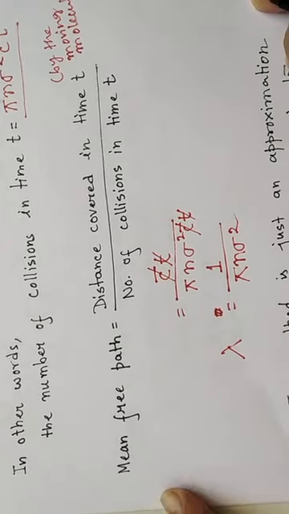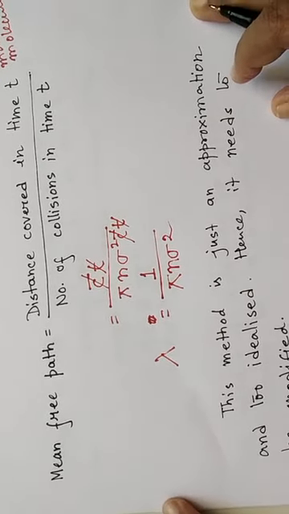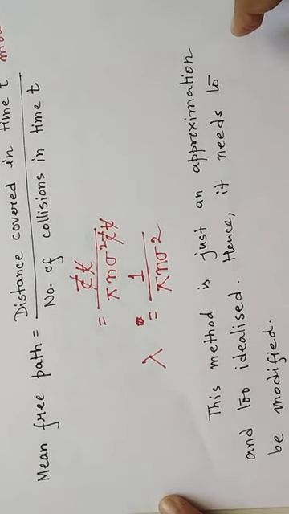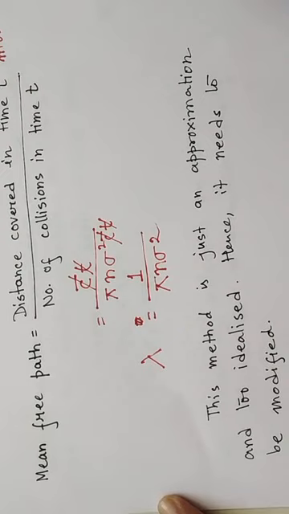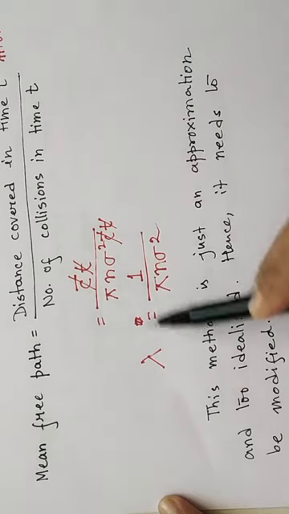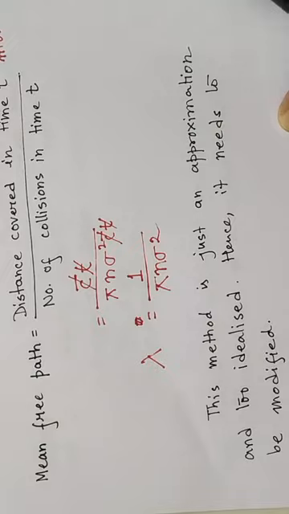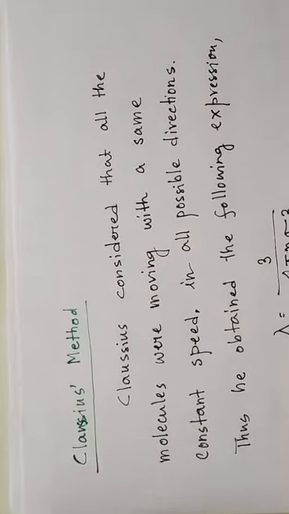But this expression is very simple because at the beginning we made some very simple assumptions, right? That there is only one molecule moving and the others are at rest. This is very idealized, and it is just an approximation. Hence it needs to be modified, and the modification was done by both Clausius and Maxwell.